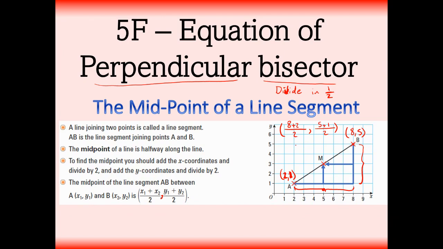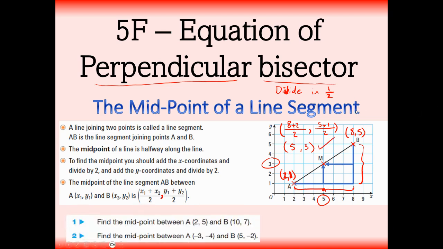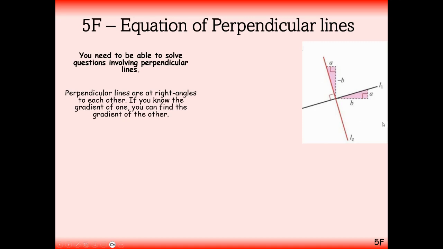Then 10 over 2 is a 5, 6 over 2 is a 3. And you can read it from the graph as well. In most cases, we cannot read it off the graph, but this is to confirm that what we found is correct. All right? So let's look at how to figure out the gradient of perpendicular lines now.